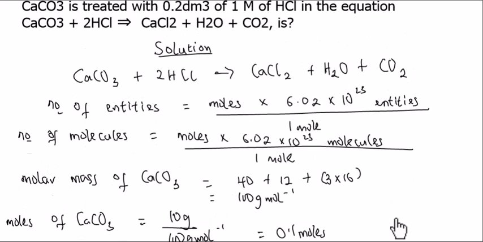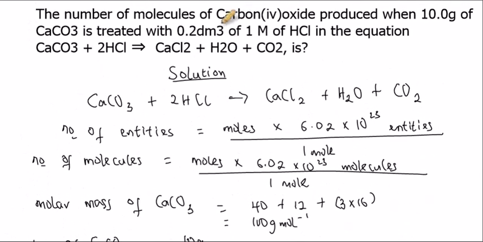In the question, we are given 0.2 dm cube of 1 molar hydrogen chloride. So let's calculate the number of moles of hydrogen chloride in the question. Then we'll compare with the stoichiometric ratio in which they are combining. Moles of hydrogen chloride equals the molar concentration, which is 1, multiplied by the volume in dm cube, which is 0.2. Multiplying this, we have 0.2 moles.